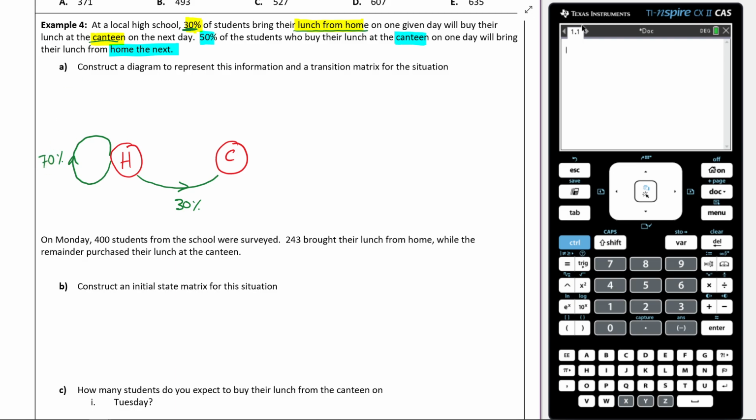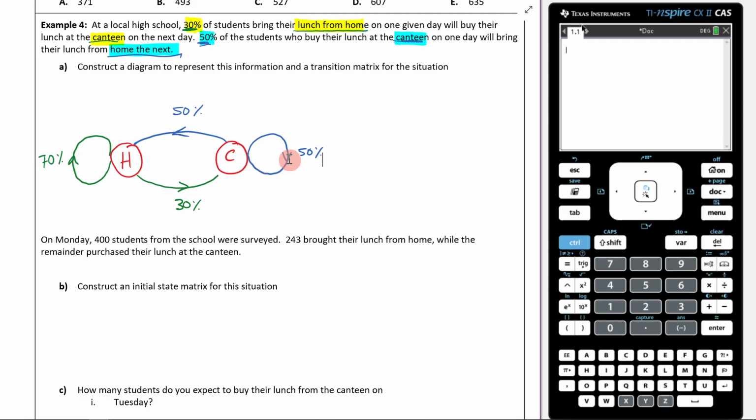What else are we told? We are also told that 50% of those who buy their lunch at the canteen will bring their lunch from home the next day. So if you're buying your lunch at the canteen, 50% of those will bring it from home the next day, which must mean that 50% of those kids buying from the canteen one day will buy from the canteen the next day. So there's our diagram.